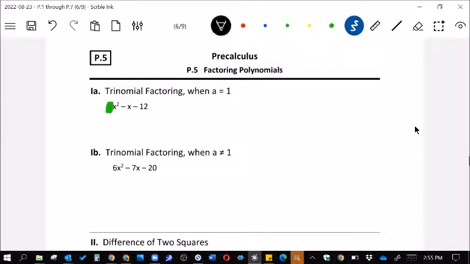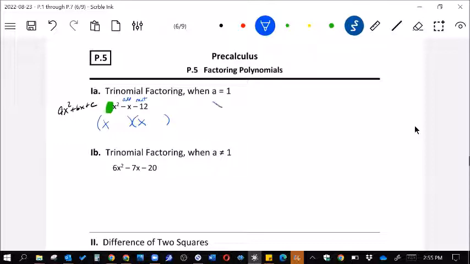That's a. Because remember, these are put in the sense of ax squared plus bx plus c. So here the b would be -1 and the c would be -12. So what we're looking for is to break it down to binomials where the first two terms are x and the last two terms will multiply to make this -12 and they will add to make the b.